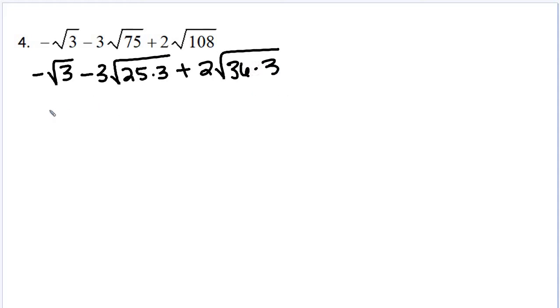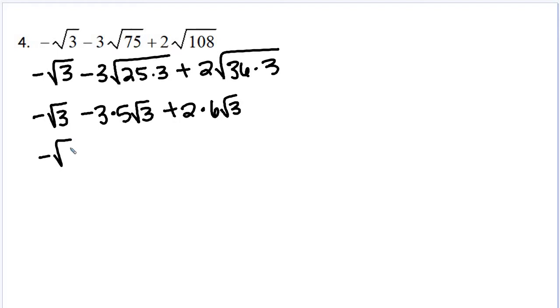So I'm going to just start simplifying. I have the negative square root of 3 minus 3 times. Again, that times is not necessarily necessary, but it will help you to make sure that you don't add and subtract. You cannot just add in a negative or a positive sign. So that'll be 5 square root of 3, since the square root of 25 is 5, plus 2 times the square root of 36, which is 6 square root of 3. So I'm just going to multiply. So I have negative 15 square roots of 3 plus 12 square root of 3.